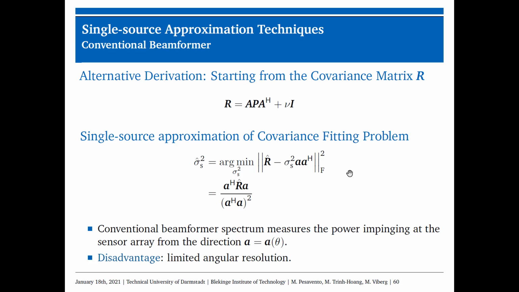One drawback of the conventional beamformer is the limited angular resolution. Even if the noise power is small or the number of snapshots is large, due to the interference of the neighboring source signals, the peaks of the conventional beamformer spectrum do not locate at the exact position of the source signals.